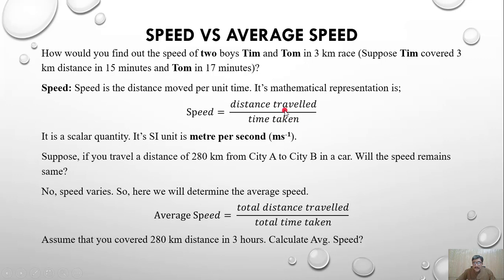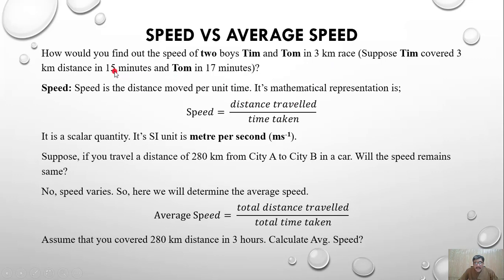The distance traveled is given to you, that is 3 kilometer, and the time taken by Tim is 15 minutes and by Tom it is 17 minutes. So first we will calculate speed for Tim and then speed for Tom. When we have to calculate speed for Tim, we will take the 3 kilometer distance and divide it by this 15 minutes time, because this is the time Tim has taken to cover this 3 kilometer distance.